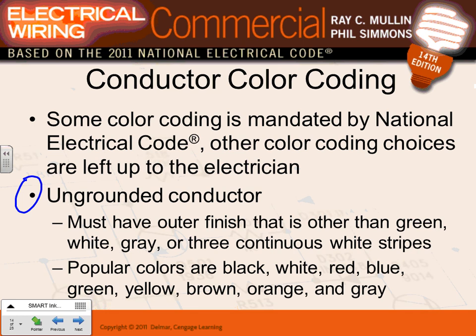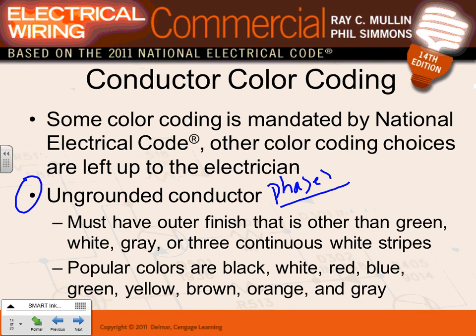I'm going to summarize two of them. Two of them are 208/120, so you're going to have black, red, blue, and white. That's your 208/120. For 480/277, you're going to have brown, orange, and yellow, plus gray as the grounded conductor. The code talks about ungrounded conductors, the phases.